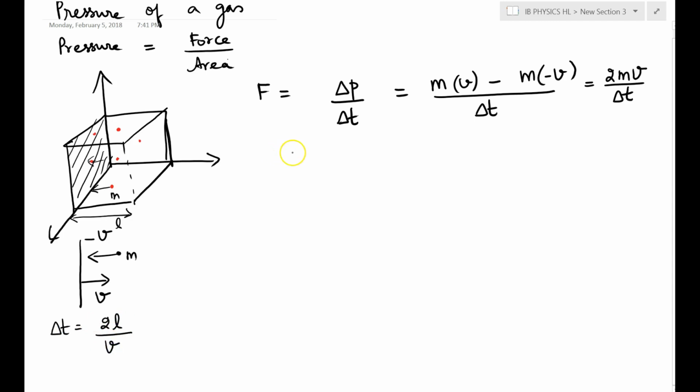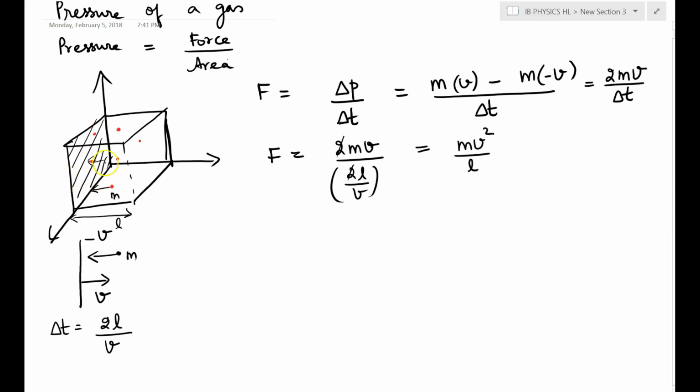So substituting that here, we can write 2mv. The force exerted on the molecule is 2mv divided by 2L divided by v, which gives us, you can cancel the 2 out, and this gives us mv squared divided by L. Now this is the force on a single molecule.